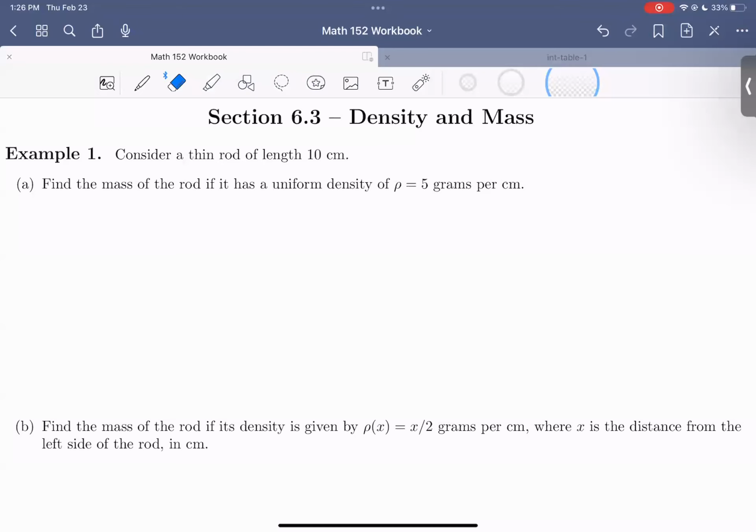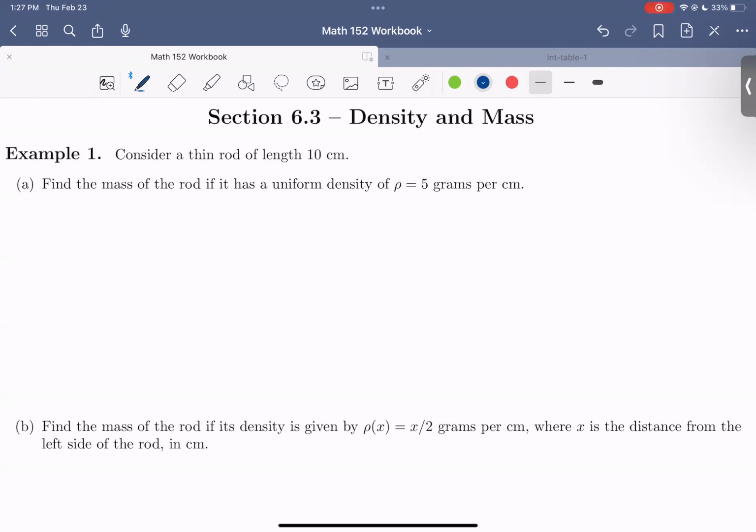Hello, everyone. In this video, we're going to begin section 6.3 in our workbook on density and mass. This section continues the theme of looking at applications of integrals. We're going to start by looking at an application in physics related to density and mass.